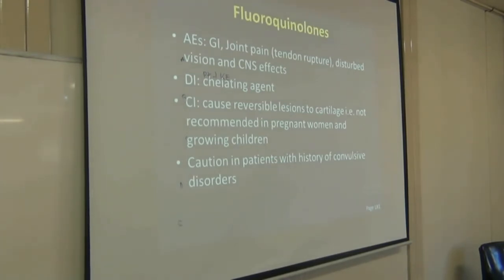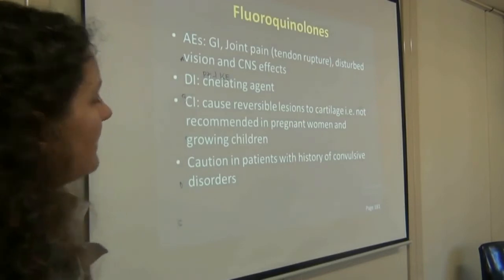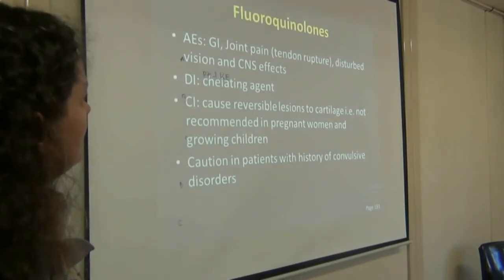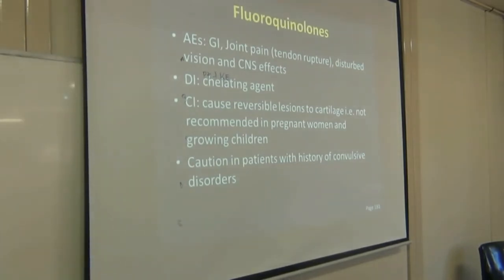So some of your normal fluoroquinolone adverse effects are GI, joint pain, disturbed vision and CNS effects. It has got quite a big effect on cartilage, okay? And it causes quite often a tendon rupture, okay? Where your Achilles tendon is broken, you know, where it sits. So fluoroquinolones can cause that. Also, one of the reasons that we don't use it in pregnant women and small children is because it interferes with bone and cartilage formation.